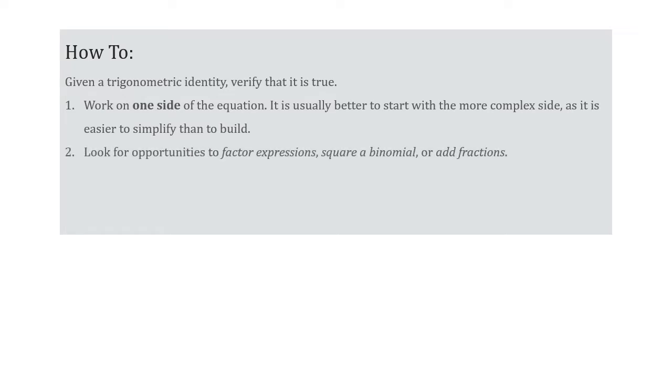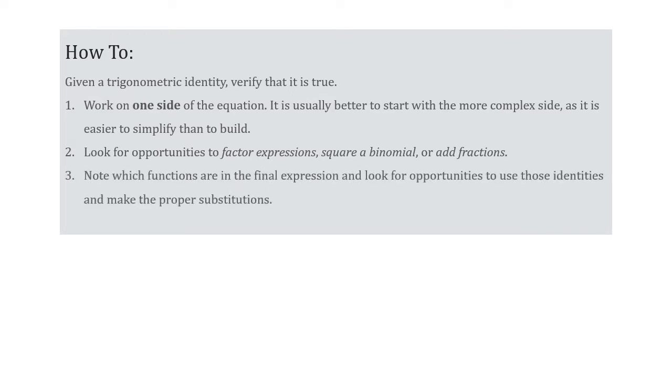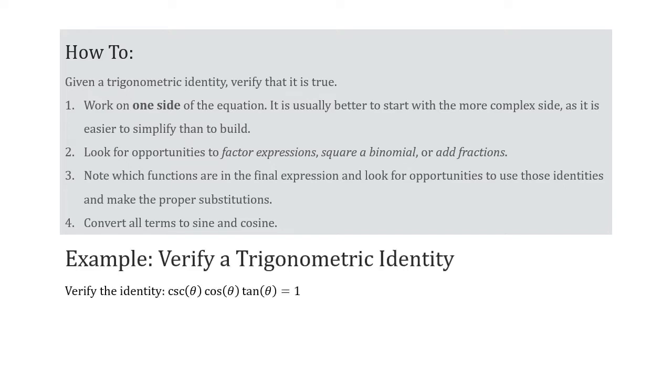Step two, you want to look for some opportunities to maybe factor an expression, square a binomial, or even add fractions. Step three, you'll want to note which functions are in the final expression and look for opportunities to use those identities and make the proper substitutions. And step four, one that I use a lot, is convert all terms to sine and cosine. So let's take a look at an example.